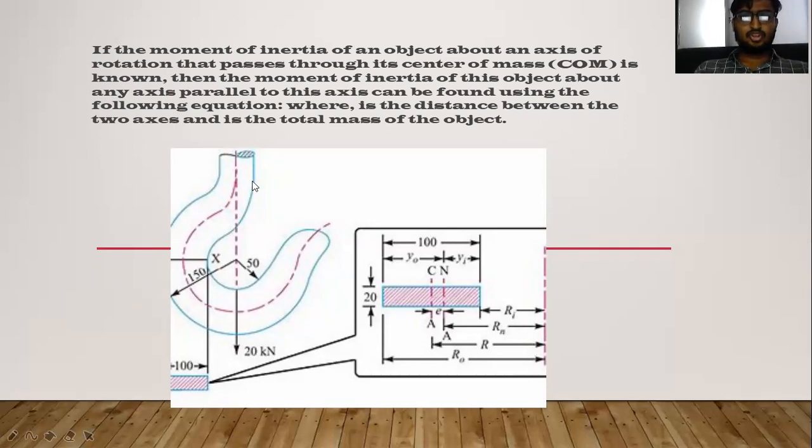If the moment of inertia about an axis of rotation that passes through its center of mass (COM) is known, then the moment of inertia of this object about any axis parallel to this axis can be found using the following equation, where d is the distance between the two axes and m is the total mass of the object. So this is the inertia of a hook, with the length of the hook along the x axis, y axis and z axis.